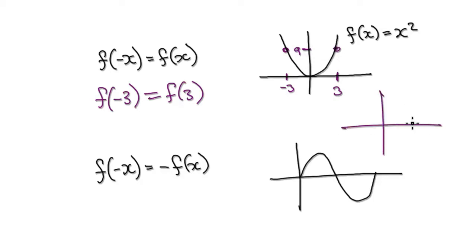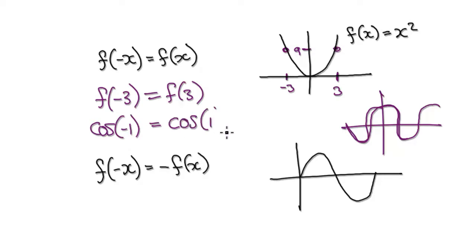So the cos graph is when you flip it along the y-axis, it's symmetrical, it's an even function. So when I ask you to find cos of, let's say, a negative number, don't bother with the negative number, just concentrate on finding cos of a positive number.